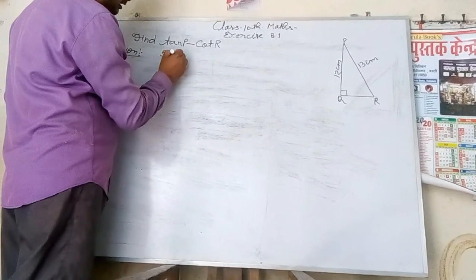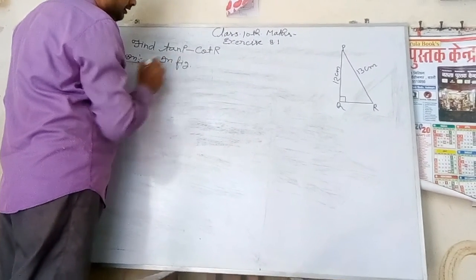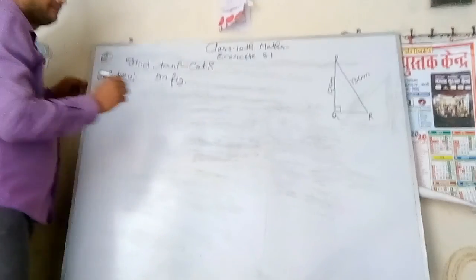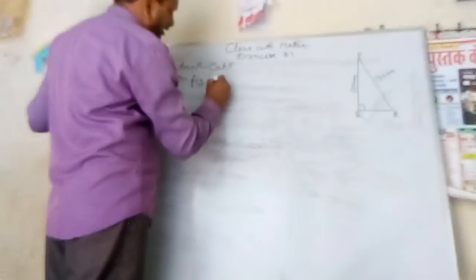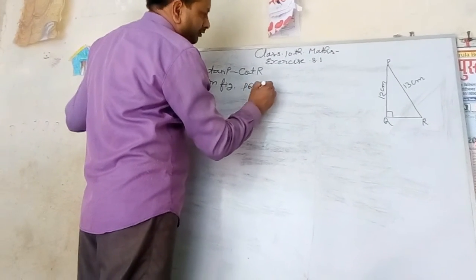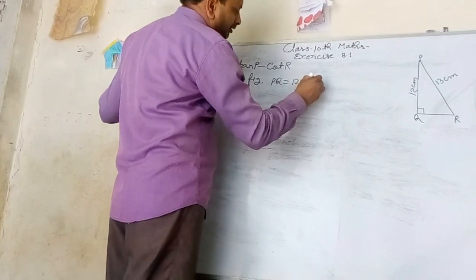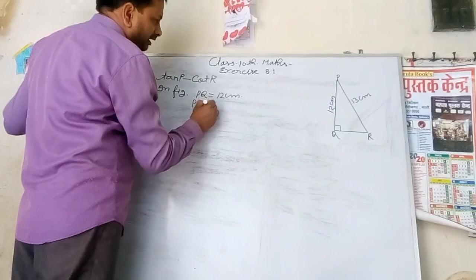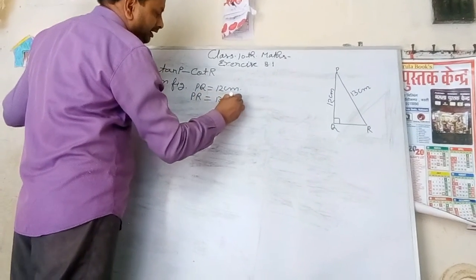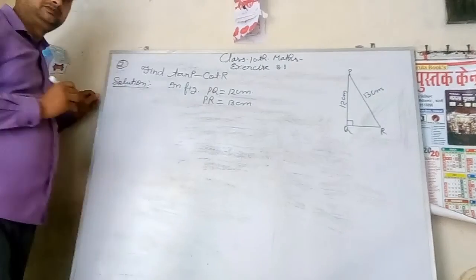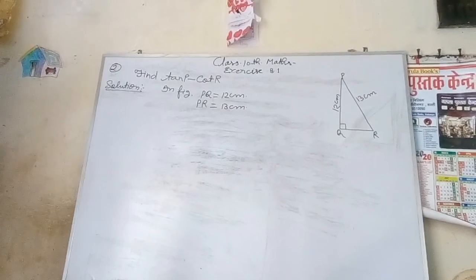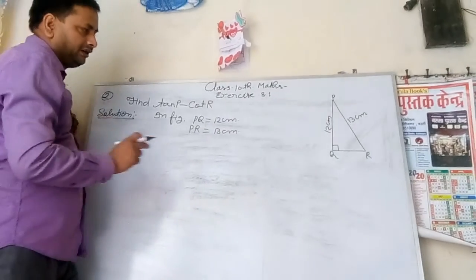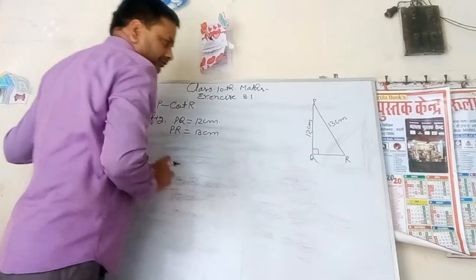In the figure, given that PQ equal to 12 centimeter and hypotenuse PR equal to 13 centimeter. First, find out the value of QR.